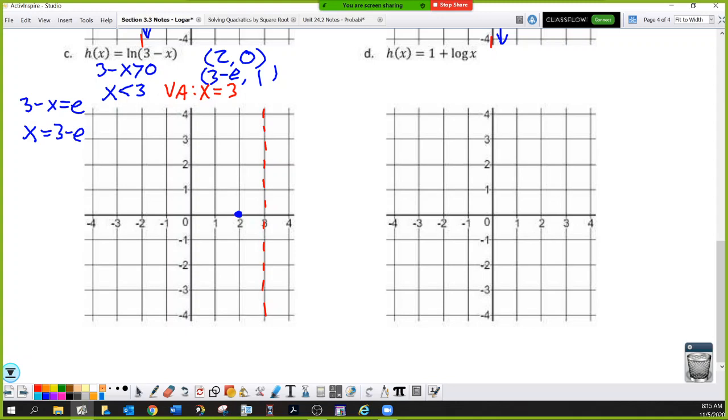3 minus e. That's 3 minus 2.712-ish. So we're somewhere around the 0.288-ish mark, I think. Quick maths. Somewhere around the 0.288-ish mark. That's like here, whatever. Feel free to use a calculator if you want to know what that number is.